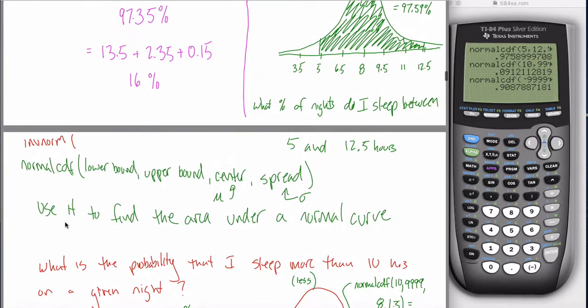So what are the inputs? Well, there's three of them. The first one is always the area to the left of the point you're looking for. And then the second one is the center. And the third one is the spread.